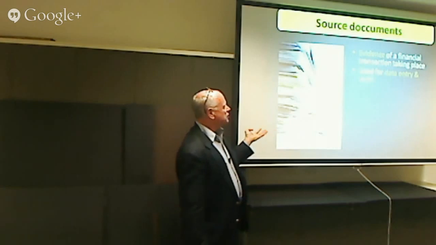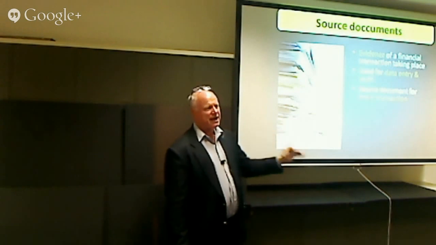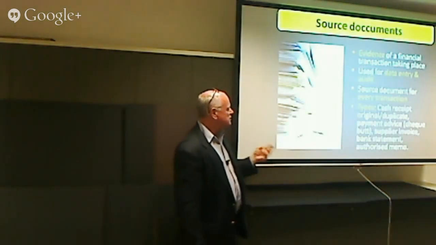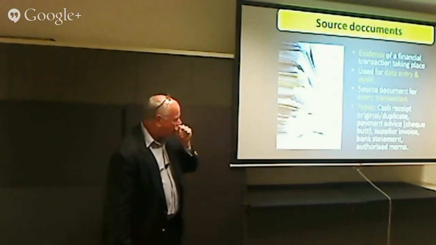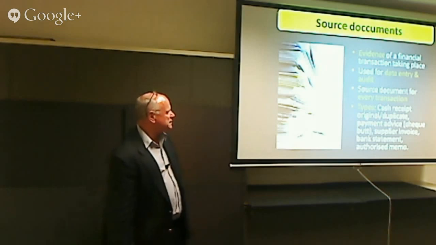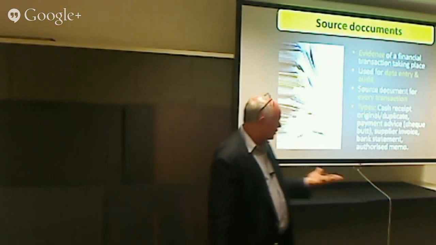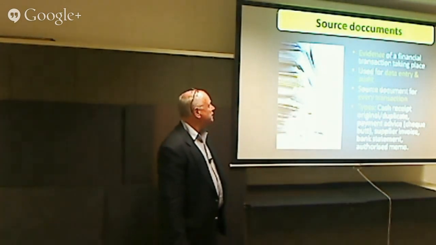We use the source documents to put the data in. There's a source document for every transaction. In accounting and in tax law, there's a source document for everything. Types can be cash receipts, payment advice, check butts, supplier invoices, bank statements, authorised memos from the accountant. But there's a source document for every transaction that goes in.